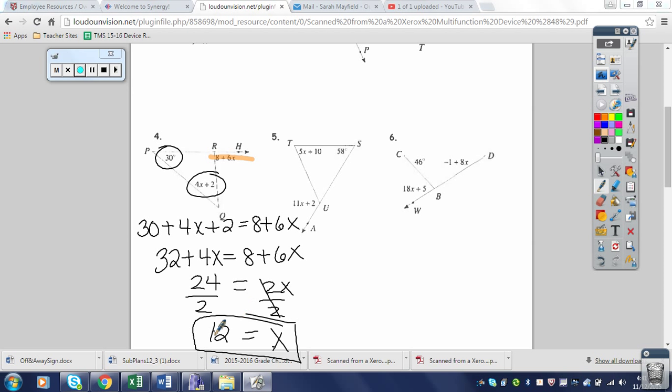12 times 4 is 48. 48 and 2 make 50. 12 times 6 is 72. 72 and 8 make 80. Okay. So you're going to pause the video, solve 5 and 6 on your own, and then we'll go over it together.